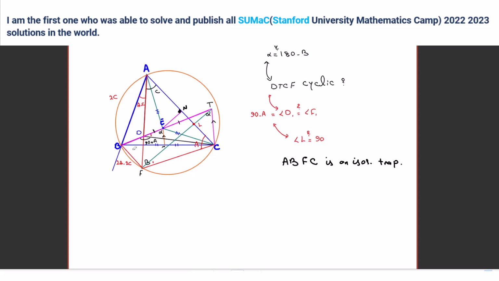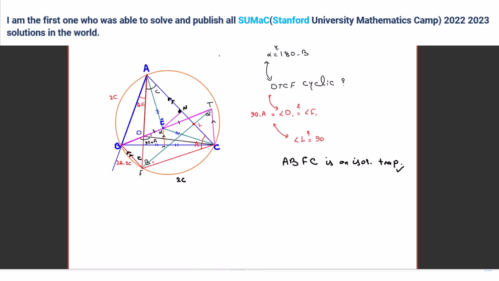So we know this angle is C. Why is it C? Because of this arc, and this one is C, this one is C, so this one is parallel to this one, right? And also we know this arc is 2C, this arc is 2C, so these two lengths are equal. So we can say AB is equal to FC, so it is an isosceles trapezoid, right?